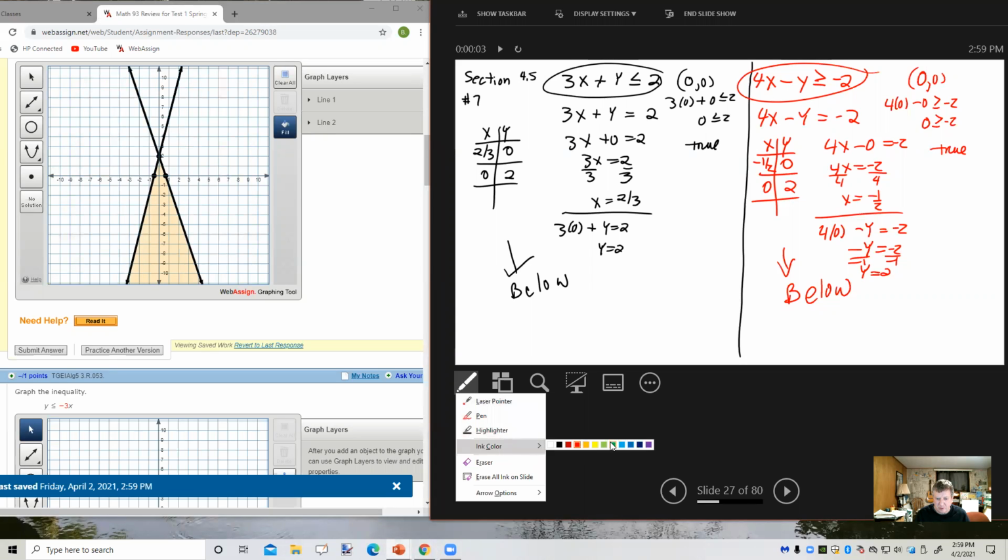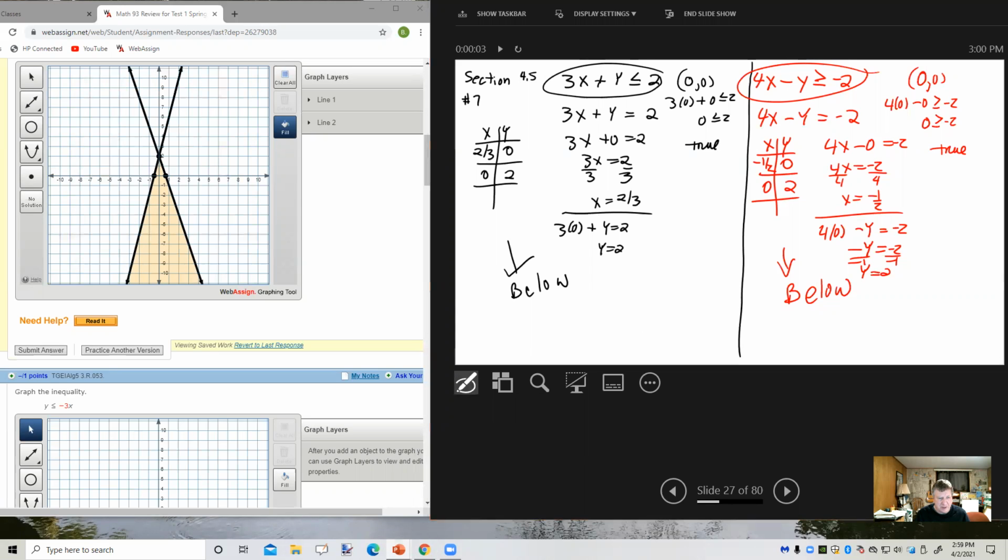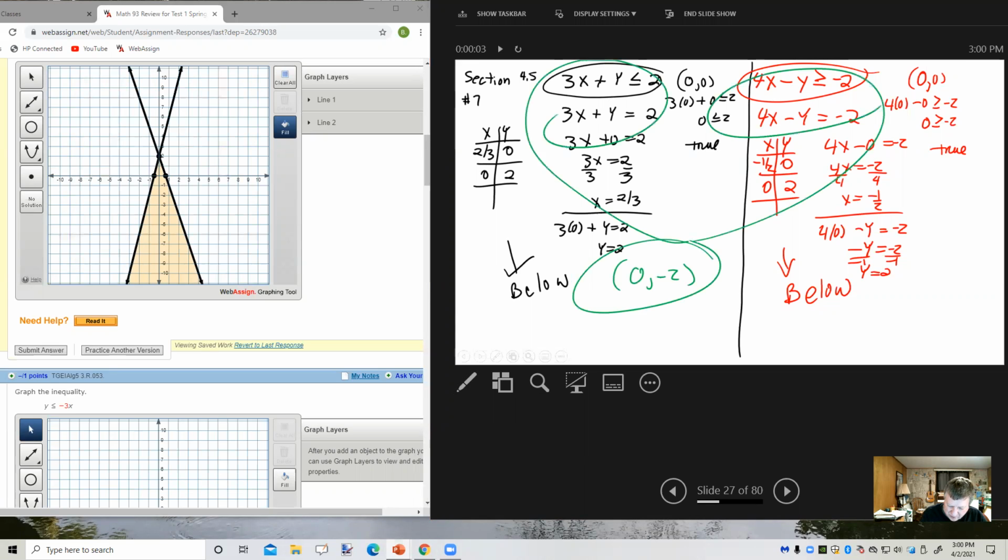Let's go with green. 0, -2. Let's plug it in here and in there and see if it works in both cases. 3 times 0 plus -2 less than or equal to 2: -2 is less than or equal to 2. That's true. Over here, 4 times 0 minus -2 greater than or equal to -2: 2 is greater than or equal to -2. That's true as well. Okay, so problem number 7, we're good to go.